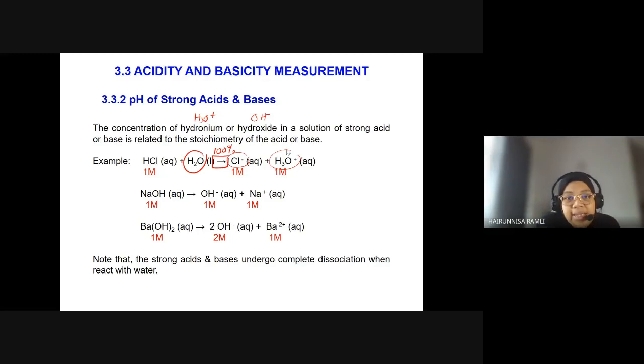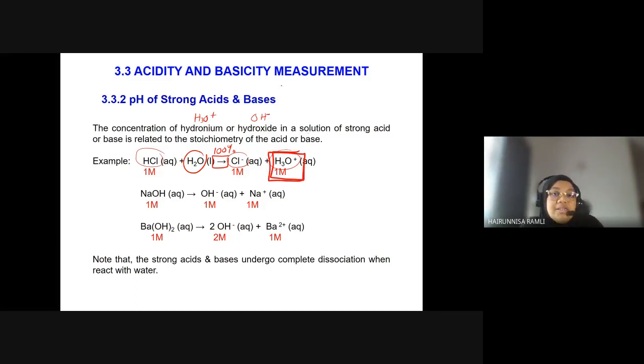Kalau you check sebenarnya equation ni, basically it looks like a Bronsted-Lowry equation. It's just that it has no reversible arrow. Okay, so bila dia kata the concentration tu related to the stoichiometry of acid and base, means that if this is 1 mole, and there is also 1 mole, means that the concentration also are similar. Yang penting mesti balance lah kan. So acid dalam kes ni memang 1 mole to 1 mole ratio. So if HCl is 1 molar, it means that Cl minus also 1 molar, H3O plus also 1 molar.